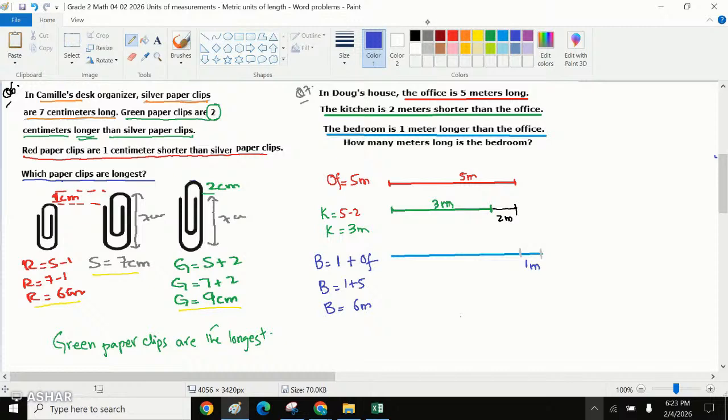So this question is simple, and they're simply asking us, how long is the bedroom? So we can say the bedroom is 6 meters in length. All we can do is always draw lines, because a visual representation of the data is easier, right? We can compare the lines, and those lines will tell us which value is greater or which value is smaller.